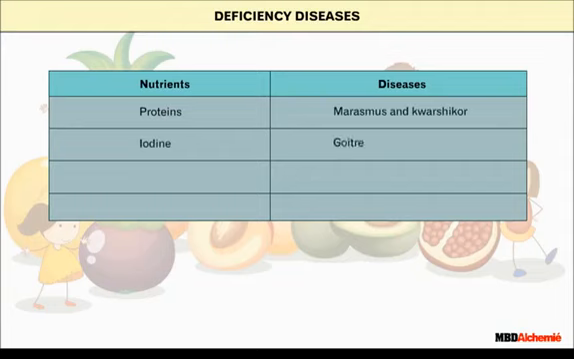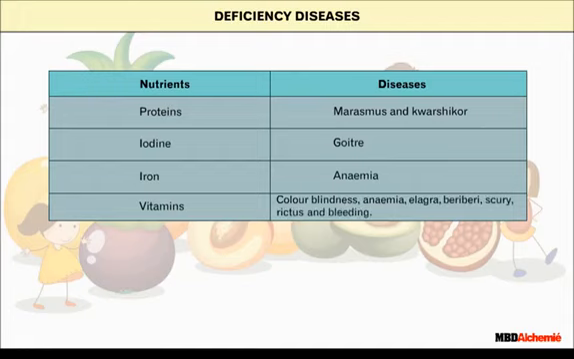Deficiency of iodine causes goiter. Deficiency of iron causes anemia. Deficiency of vitamins causes color blindness, anemia, pellagra, beriberi, scurvy, rickets, and bleeding.